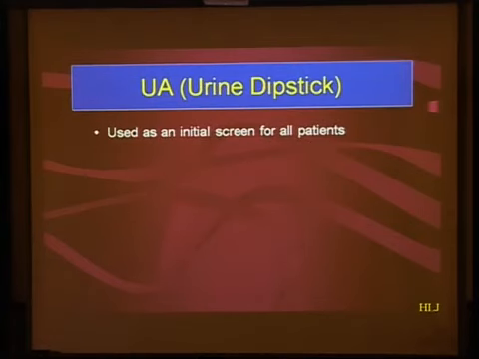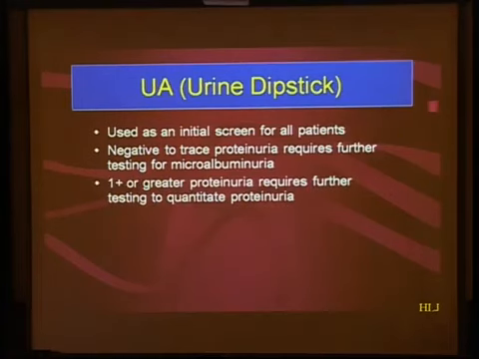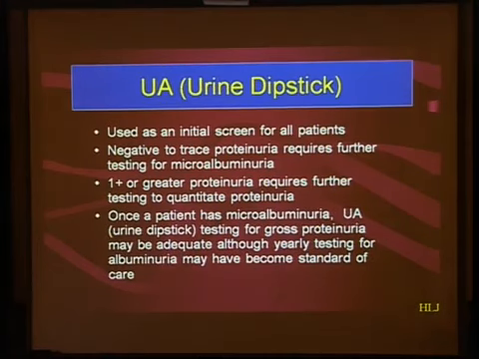Urine analysis is used as the initial screen for all patients and is very important. Negative or trace proteinuria requires a test for microalbuminuria. If you find that the urine analysis is negative, you must check for microalbumin, which is very important. And after that, 1 plus or greater proteinuria requires quantitation of proteinuria, and once the patient has microalbuminuria, testing for proteinuria must be adequate and must be done yearly.